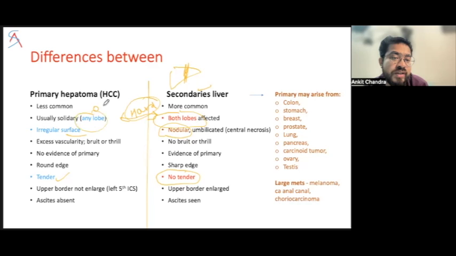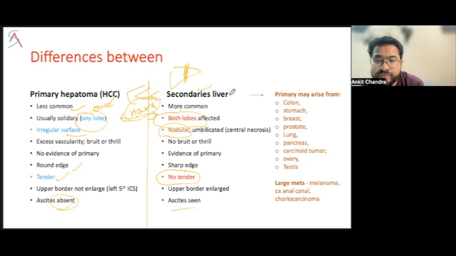Only one lobe is affected, irregular surface. Think of primary hepatoma or hepatocellular carcinoma, which is generally less common, and liver secondaries are more common. Edge would be round in case of hepatocellular carcinoma. Ascites will not be there. Ascites is more common in liver secondaries.